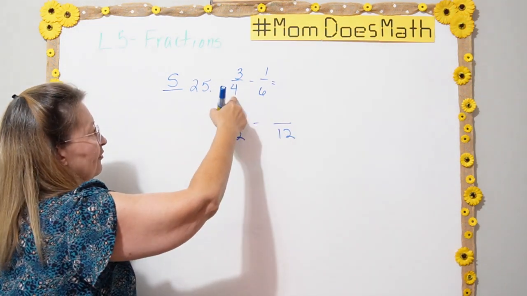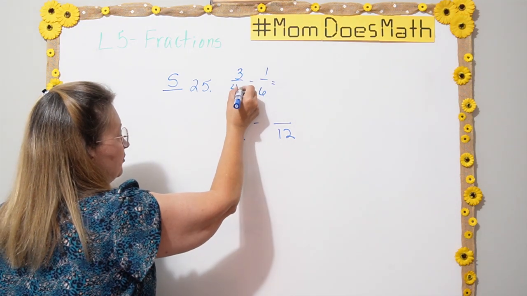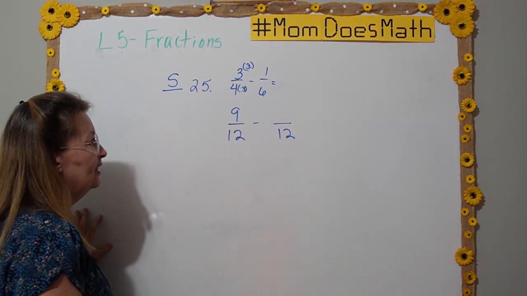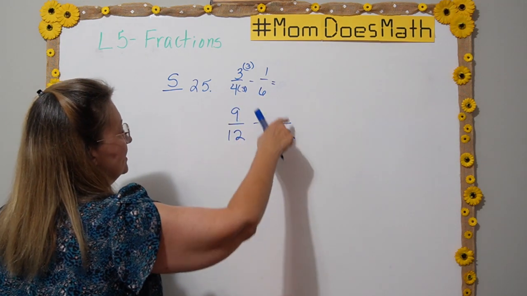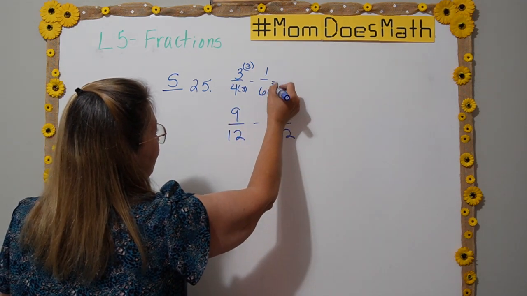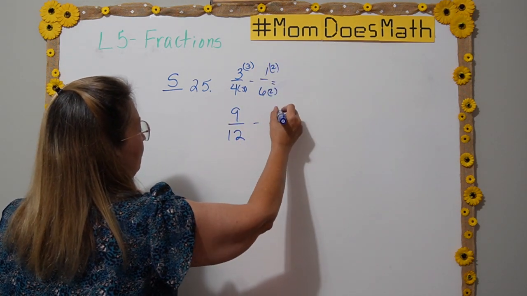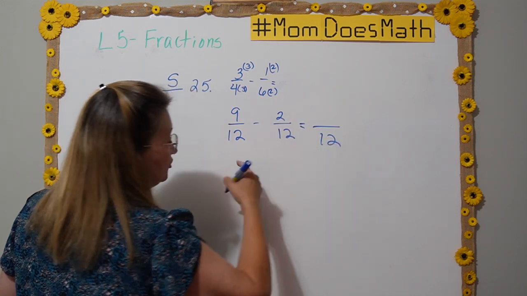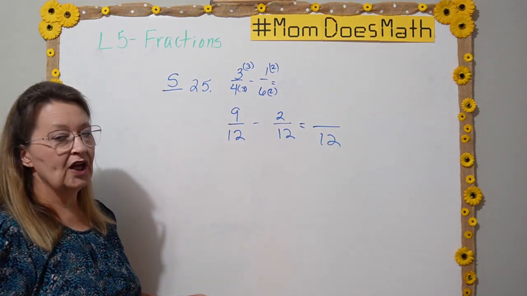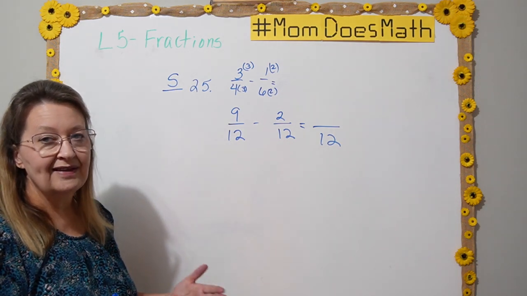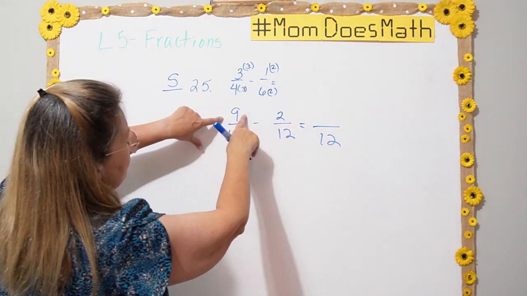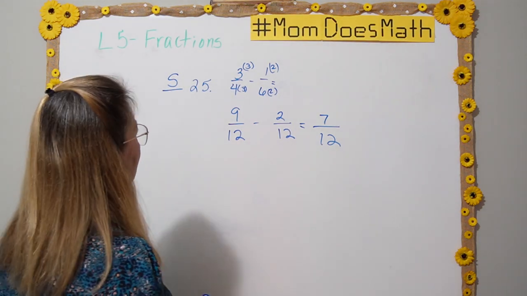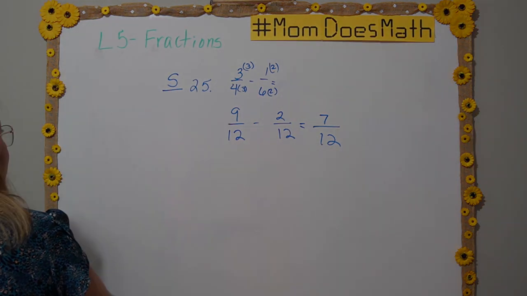Now, what did you multiply 4 by to get 12? You multiplied it by 3, so you got to multiply the top by 3. That gives you 9. Now, what did you multiply 6 by to get 12? Well, you multiplied it times 2, so you got to multiply the top times 2. Now that your denominators match, remember that denominators do not change in addition and subtraction. They stay the same. Subtract your top ones, you get 7/12. That won't reduce, and it's not improper, so we're good.